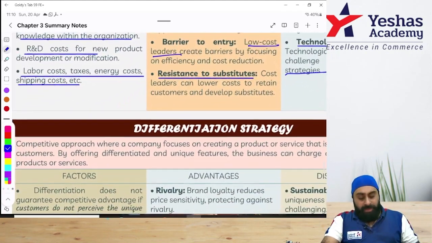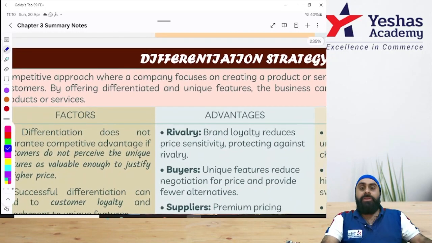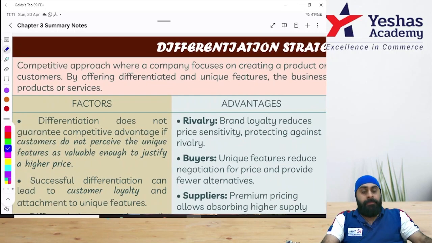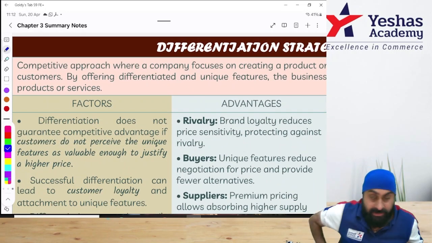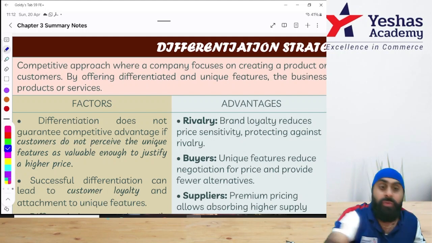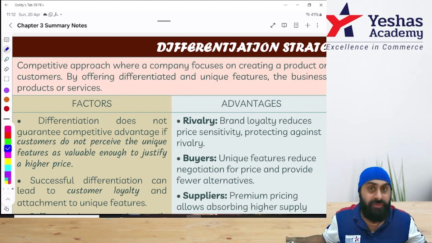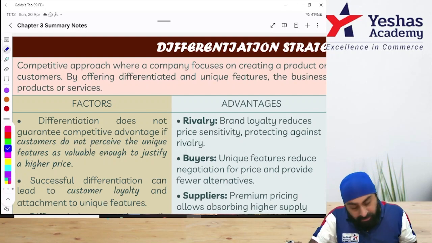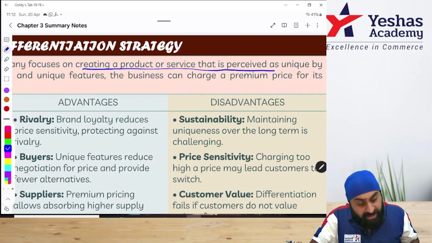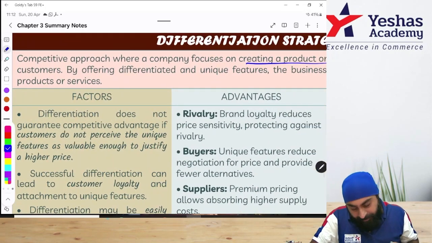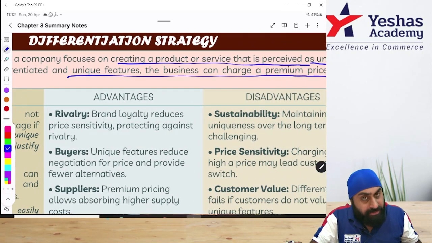Jumping onto a new topic, very interesting, of the same generic strategy, which is called differentiation strategy. Now, what is differentiation strategy? This differentiation strategy is also very interesting, which is stating this. A competitor in the market will try to make a product which is different from your product. So it's a competitive approach by creating a product or service that is perceived as unique by customers. By offering a unique feature, the business can charge a premium price.